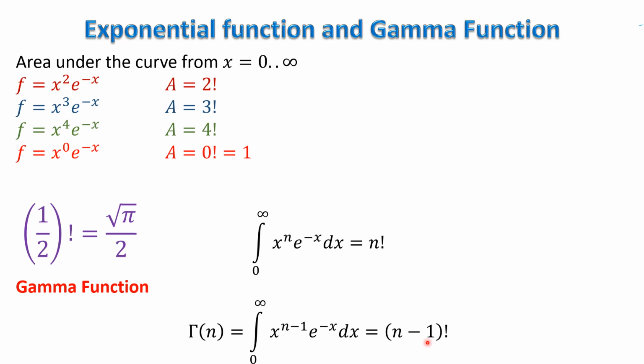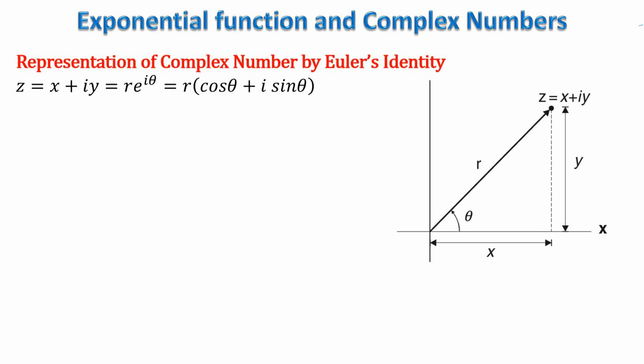This is one interesting integration using the exponential function, often used in physics for many problems. The complex number z is equal to x plus iy, where the meaning of i is the square root of minus 1, which cannot be further simplified. By Euler's identity, it can be represented as r into e to the power i theta, where these variables x and y in Cartesian coordinates can be replaced by the ones in polar coordinates, represented by r and theta.